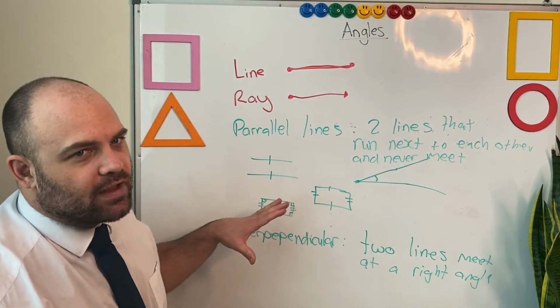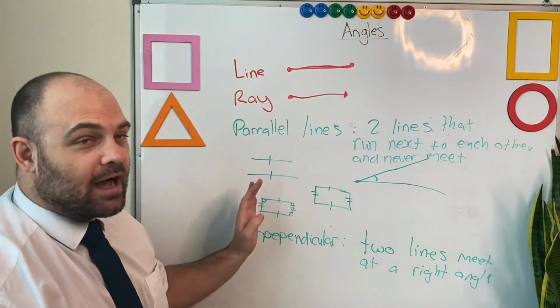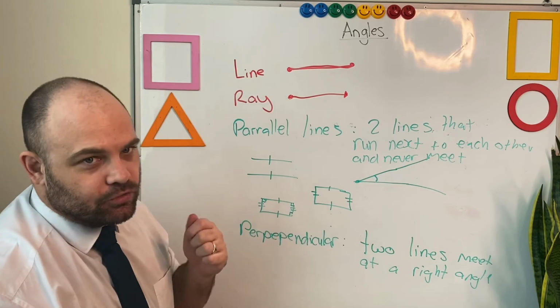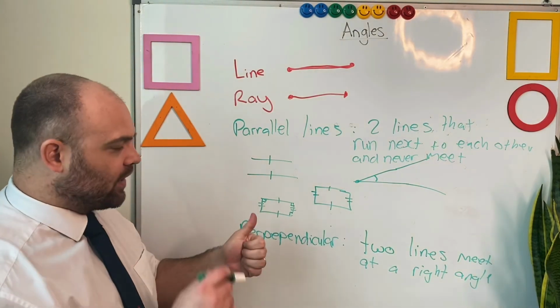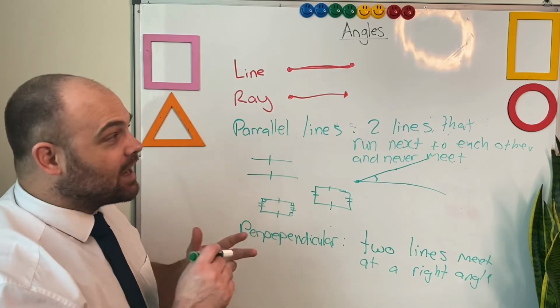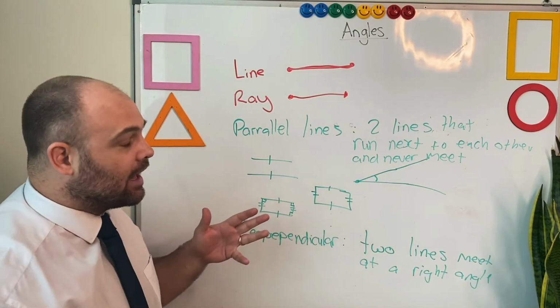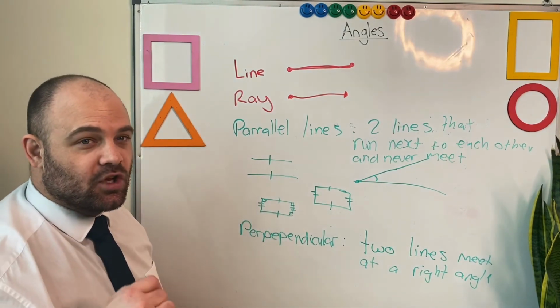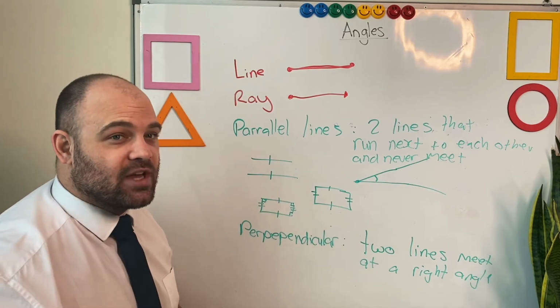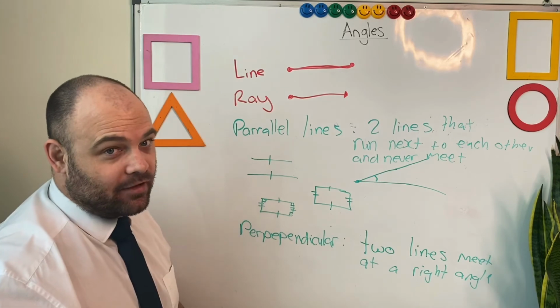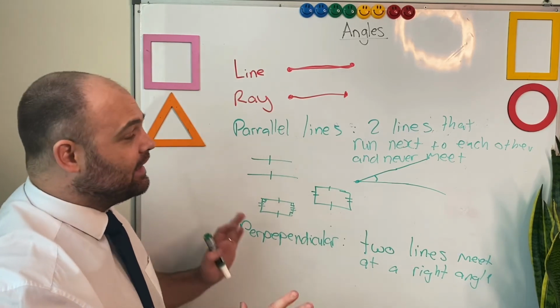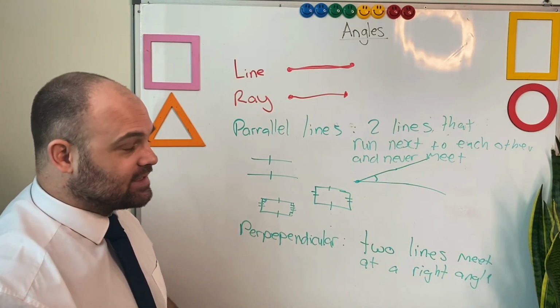Please make sure that you have written down each of the definitions and that you understand what each of those definitions means. We've covered lines, rays, angles, parallel lines, perpendicular lines, acute angles, obtuse angles, and right angles. And that's all we really need to know for today's lesson.